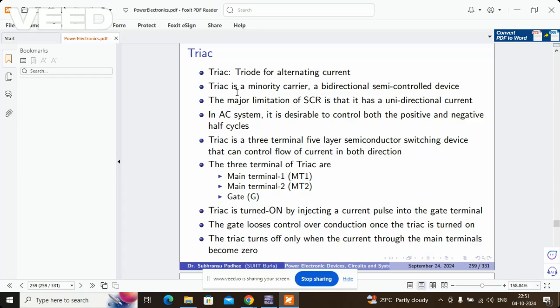Now, coming to Triac, what do you mean by Triac? Triac is nothing but triode for alternating current. Triac is a minority carrier bidirectional semi-control device, whereas the SCR is a unidirectional semi-control device. So Triac has three terminals: main terminal one, MT1, main terminal two, MT2, and the gate. The Triac is turned on by injecting a current pulse to the gate terminal.